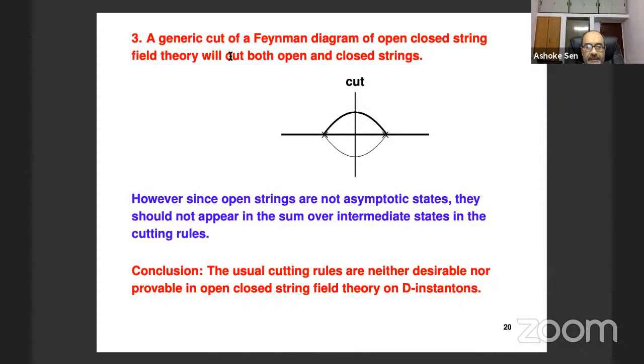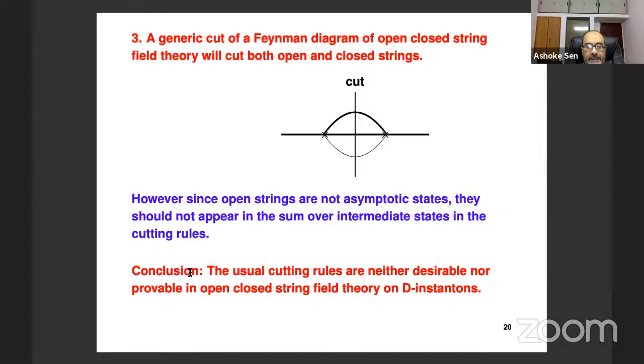The third complication comes from the fact that if you take a generic cut of a Feynman diagram of open-closed string field theory, then that will cut both open and closed strings. So here I have illustrated this. The thick lines again are closed strings. The thin line is an open string. So this will cut both open and closed strings. And this will mean that the intermediate state that you are summing over has two closed strings and one open string. But open strings, of course, are not asymptotic states, because they are transient states that live on the D-instanton. So they should not appear in the sum over intermediate states in the cutting rules.